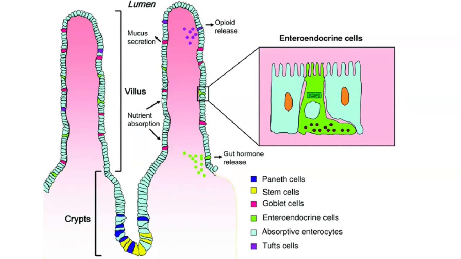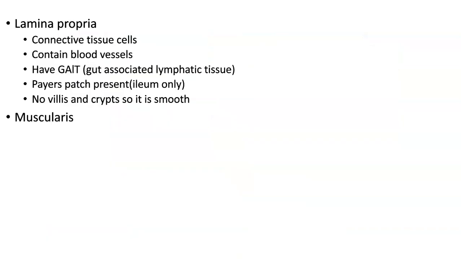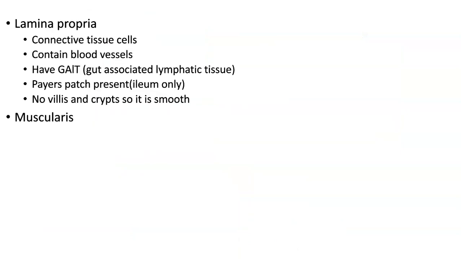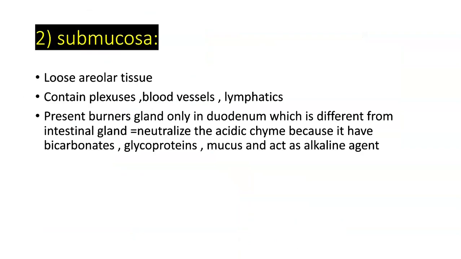Okay, so this whole structure is the villus. Within the villus you have the microvilli, and the structure that moves down from the villus is called the crypts of Lieberkühn. The next layer within the mucosa is the lamina propria. It is basically connective tissue, contains blood vessels, and has gut associated lymphatic tissue. It also has Peyer's patches, and there are no villi and crypts, so it is smooth in structure. Beneath the lamina propria there is the muscularis layer.